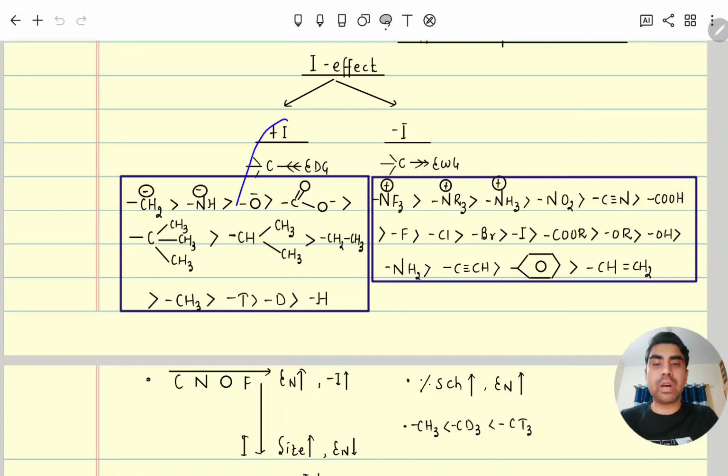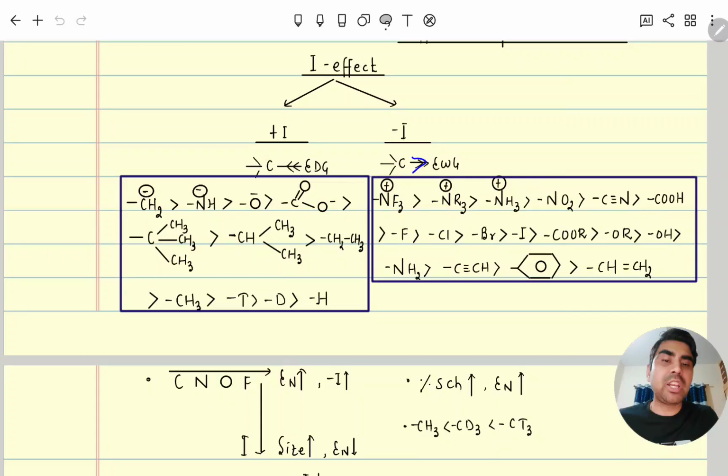Clear? You can remember this also as IT, like the IT sector, information technology. You can remember it like that, because in hyperconjugation it will be opposite. So IT means tritium has more plus I effect. Next, coming to minus I effect.